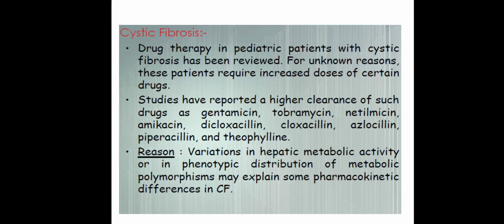Studies have reported a higher clearance of such drugs as gentamicin, tobramycin, netilmicin, amikacin, dicloxacillin, carbenicillin, azlocillin, piperacillin, and theophylline. A variation in hepatic metabolic activity or the phenotypic distribution of metabolic polymorphisms may explain some pharmacokinetic differences in cystic fibrosis.